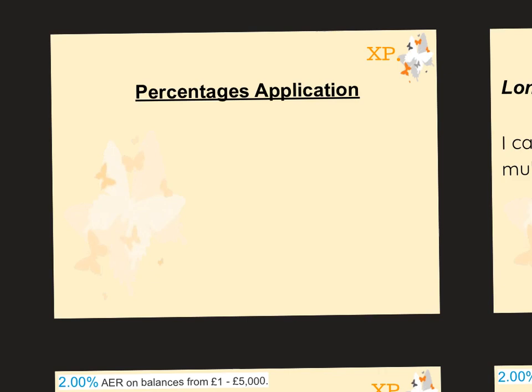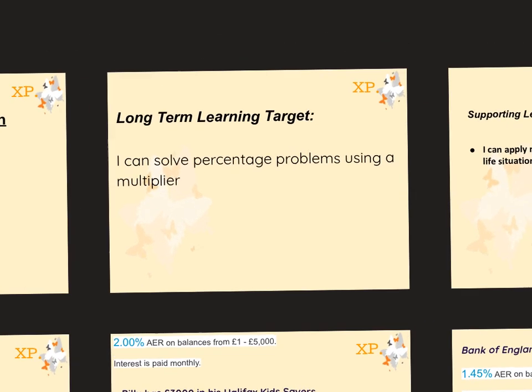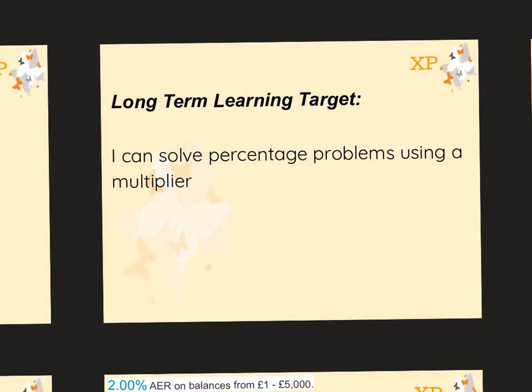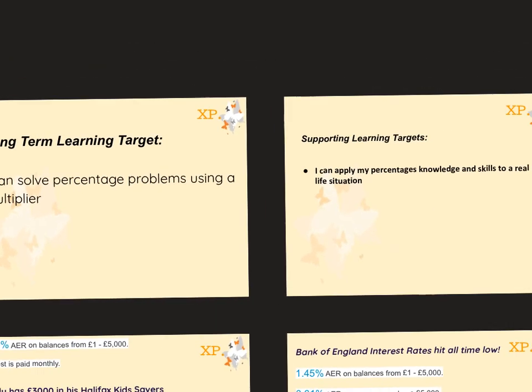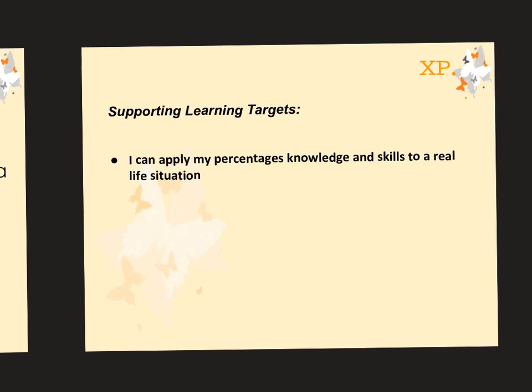So we've looked this week at recapping all the percentages work that you've done. So now we're going to look at applying it to some real life situations. So the long-term learning target's still the same: I can solve percentage problems using a multiplier. The supporting learning target is: I can apply my percentages knowledge and skills to a real life situation.